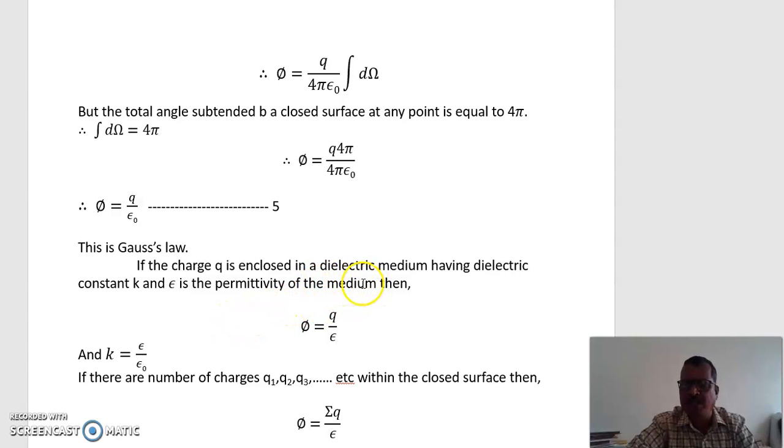If there are a number of charges in the dielectric medium, suppose Q1, Q2, Q3 and so on, within the closed surface, then the total flux φ is given by the sum of all the charges. We take the arithmetic sum of the charges divided by the permittivity of the dielectric medium, that is, φ equal to summation of Q divided by ε.